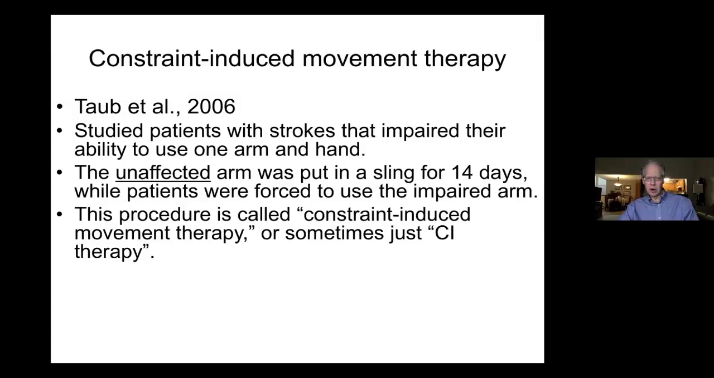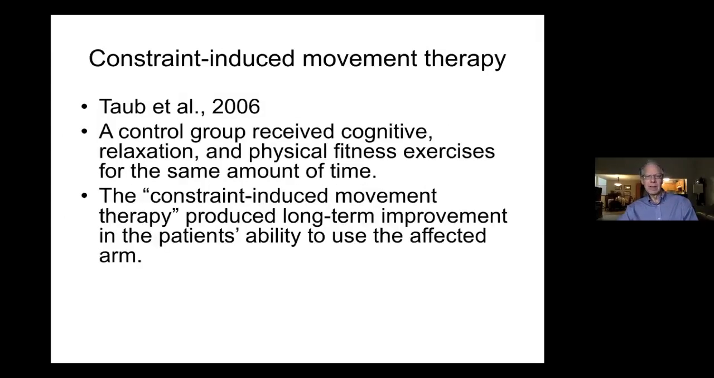He put the good arm, that is the unaffected one, in a sling for 14 days. Now, since then, the sling has been replaced with basically an oven mitt. So the good hand is put in an oven mitt, forcing the patients to use the impaired hand. This procedure is called constraint-induced movement therapy, or sometimes just CI therapy. A control group received cognitive, relaxation, and physical fitness exercises for the same amount of time.